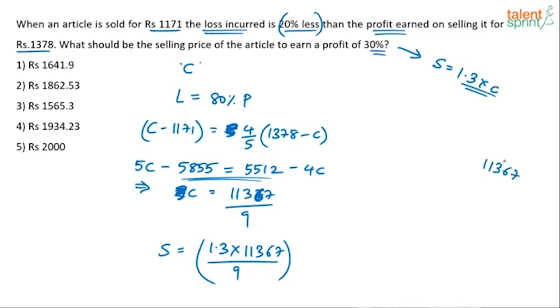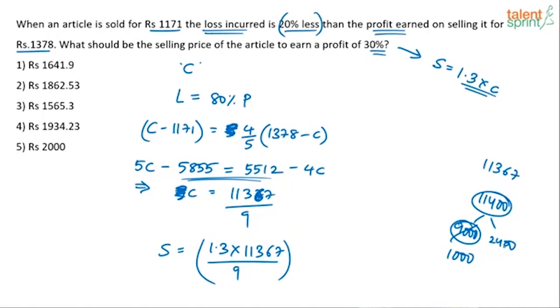11,367. Maybe you can take it as 11,400. Let's assume 11,400. Yes or no? Very close to 11,400. I'll break 11,400 mentally very quickly as 9,000 plus 2,400. 9,000 by 9 is 1,000. So that will give me 1,000. Why by 9? Because in the division, the denominator, we have 9 here.